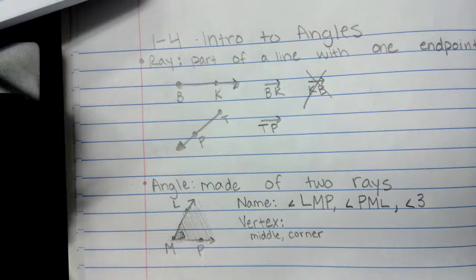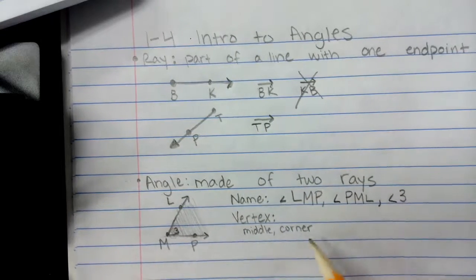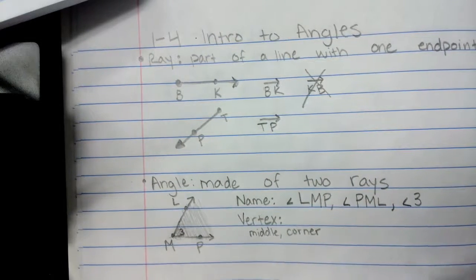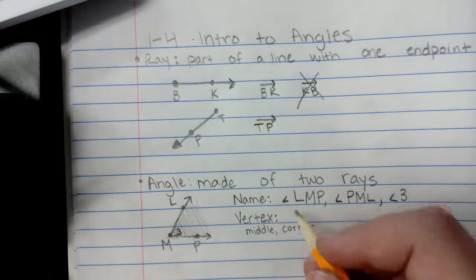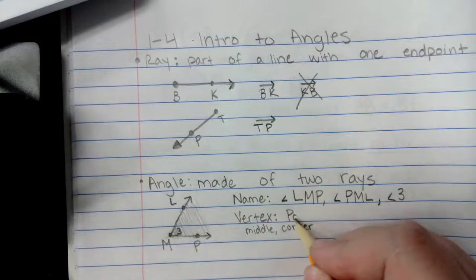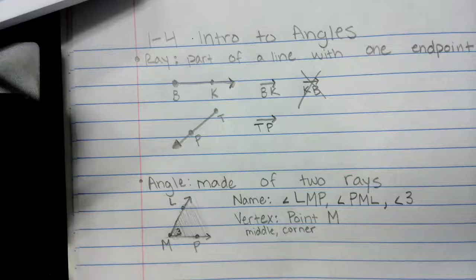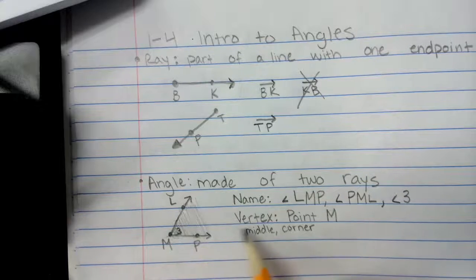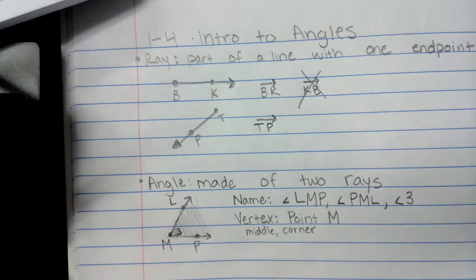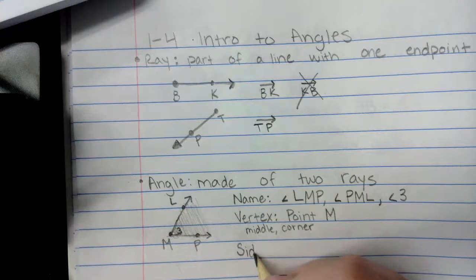So in this case, at what point do the two sides meet? Yeah, M. And what is M? M is a point. So when we label it, we're going to label it point M. That's right in the middle. So that's our vertex.